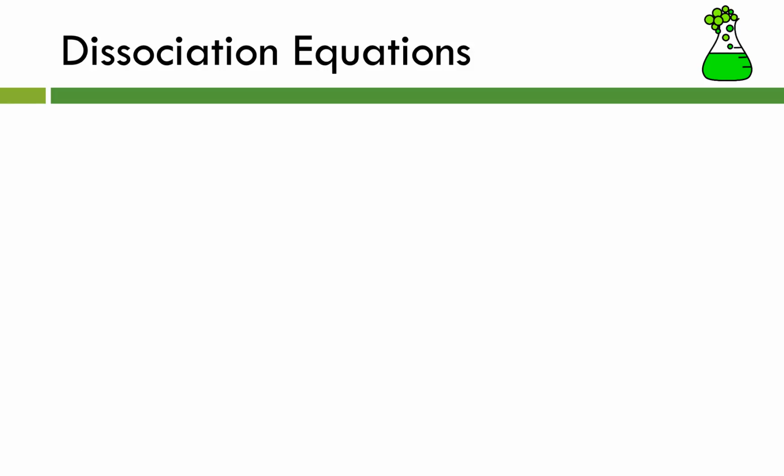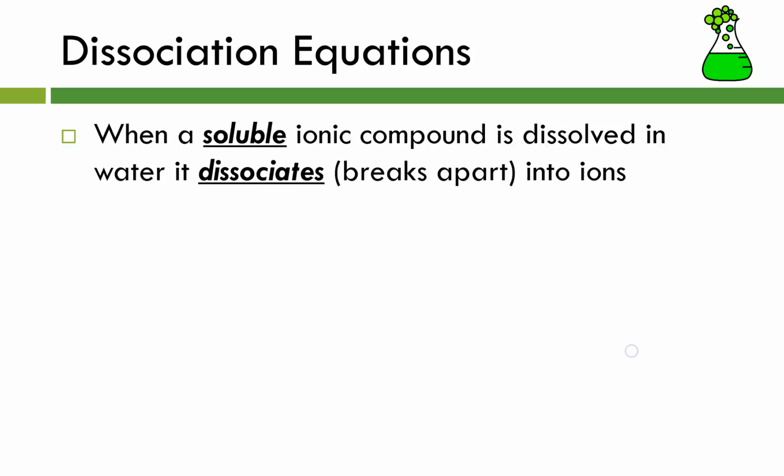The first step to predicting products is being able to break apart the reactant molecules. This is called dissociation. So when a soluble ionic compound is dissolved into water, it dissociates, which is just kind of a fancy word for breaks apart into ions. So if we take a look at something like CaCl2, calcium chloride is soluble in water. When I dissolve it in water, it's going to produce calcium ions and chloride ions.